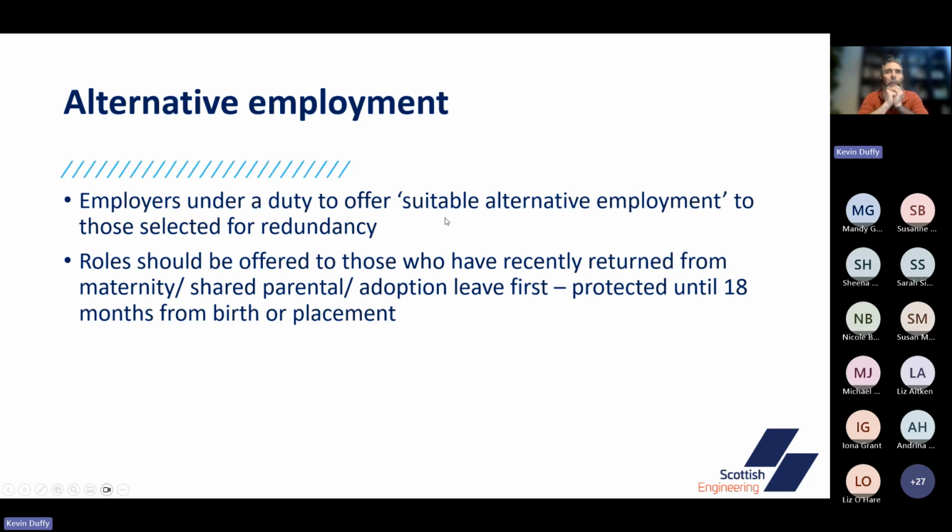Now, one of the fundamental aspects of a redundancy process is that an employee should be offered any suitable alternative vacancy within the organisation. So say, for example, you're making a machinist on a particular type of machine redundant, but there's a vacancy for a machinist on a different type of machine available. There's a strong argument that that employee should be offered that particular role as well.